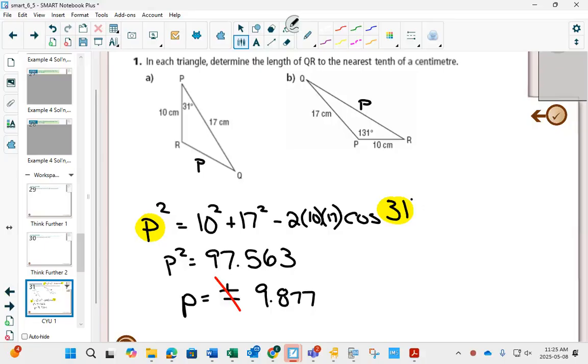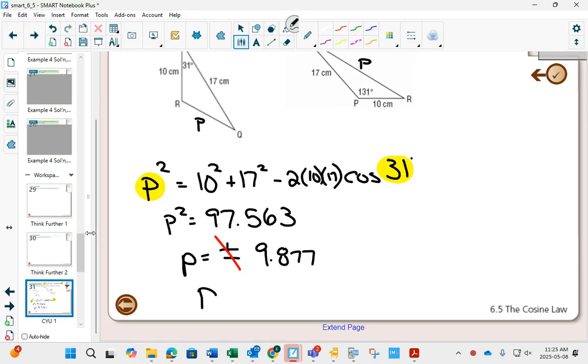I'd lose a whole mark because I didn't round. What does it say? To the nearest tenth. Oh my goodness. I should have had 9.9. And what else would I have forgotten? Units. Centimeters.